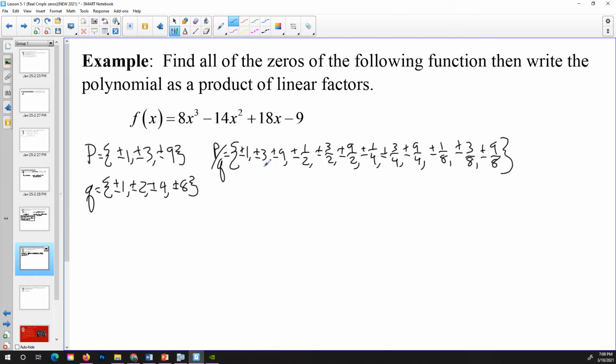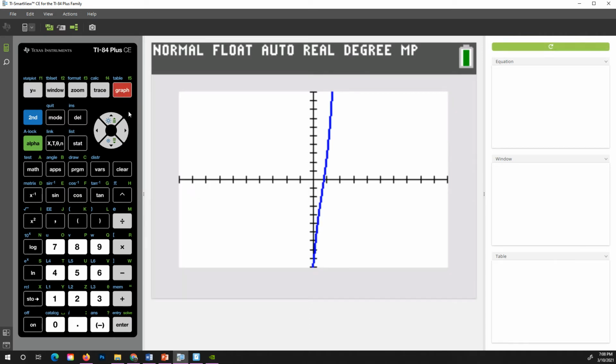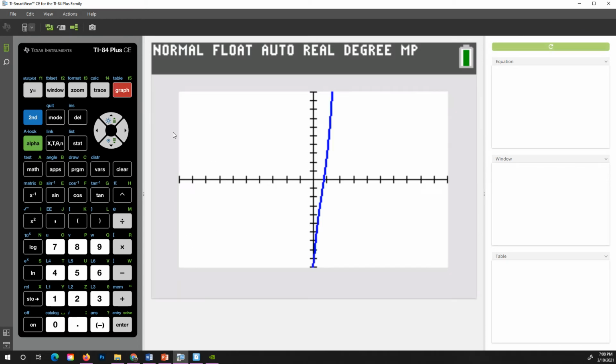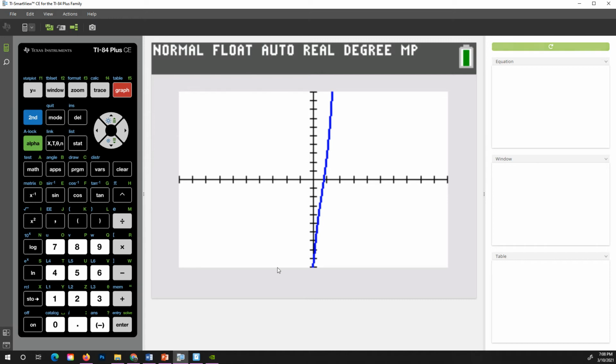Now, that's a long list, so I'm going to use my graphing calculator to reduce the number of possibilities. Here's my original, and I hit graph. Now the original is a third degree polynomial, so it has to have exactly 3 zeros in the complex numbers. When I look at the graph, it looks as if it only has 1 real 0. That means the other 2 will be conjugate pairs. Why? Because all of the coefficients are real numbers. Those 2 imaginary zeros will be conjugate pairs of each other.